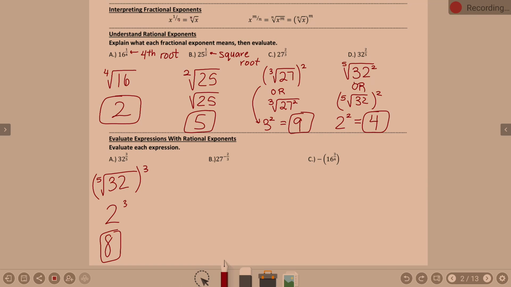Okay. B. What's changing? Negative exponent. 27 to the negative 2/3. So before we do anything, we've got to think about what that negative means to us. What does that negative mean to you? It has nothing to do with fraction exponents, just what a negative exponent always does.